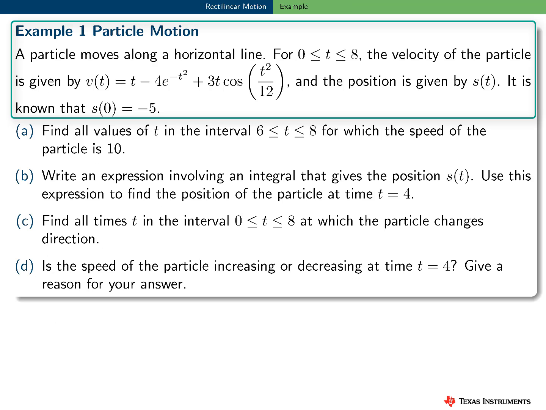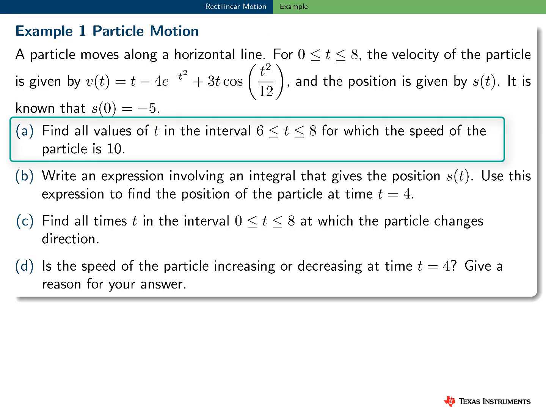Let's see if we can apply some of these calculus concepts to solve a problem. In this example, a particle moves along a horizontal line. And for t in this interval between 0 and 8, the velocity of the particle is given by this function v, and the position is given by an unknown function s. And we also know that s of 0 is equal to minus 5. Let's start by finding all the values of t in the interval between 6 and 8 for which the speed of the particle is 10.